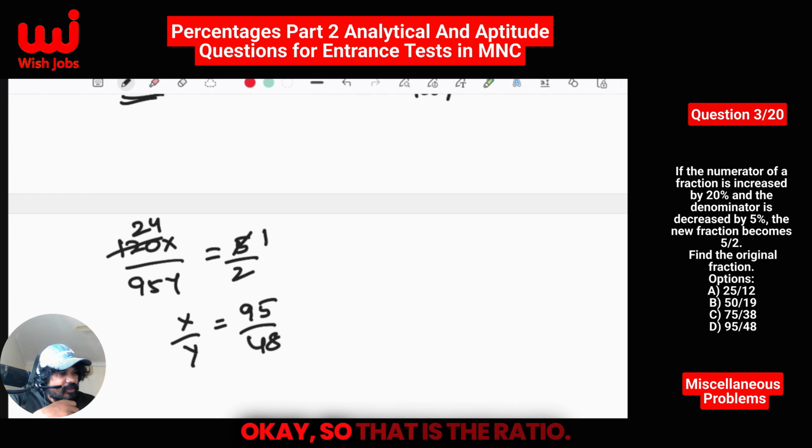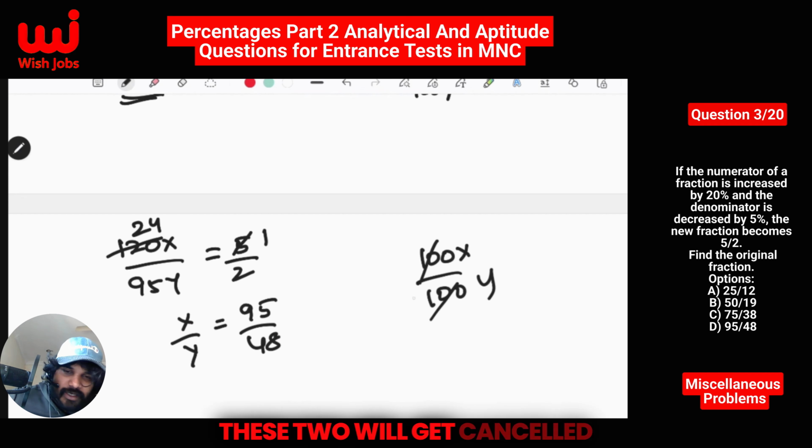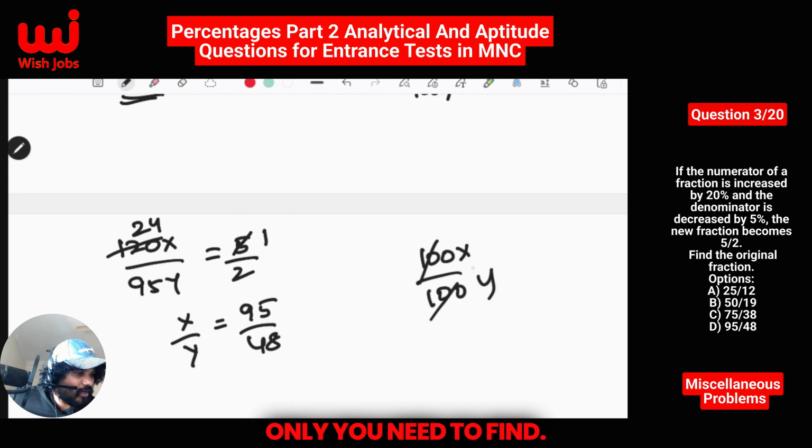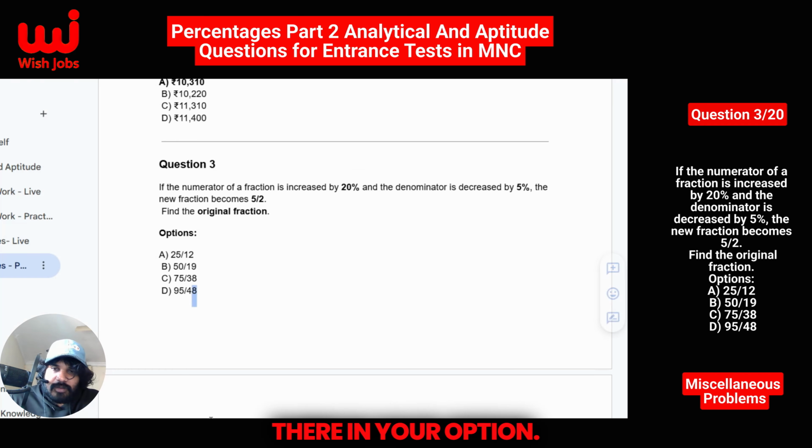Okay, so that is the ratio. Even if you take the original fraction also, 100x by 100y, these two will get cancelled, right? At the end, x by y only you need to find. So x by y is 95 by 48, which is the fraction that will be there in your option. Whenever you take only 100, it will be easy for you. For easy calculation, that's why I say 100 is an easy calculation. You don't need to suffer.